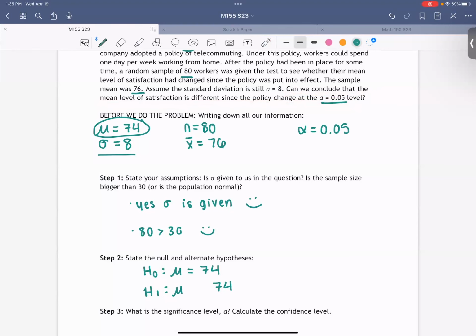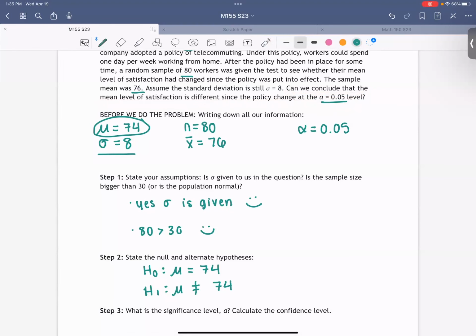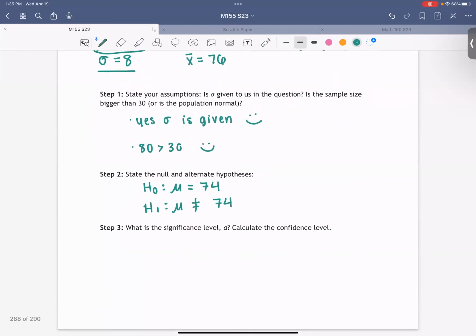That makes me very happy, okay? And it's not equal to because, well, it's asking if the mean level of satisfaction is different, right? It's not telling us greater, smaller, taller, shorter, wider, narrower, anything like that. It just says different. So if it says different, we just write not equal to. Okay. Any questions so far?